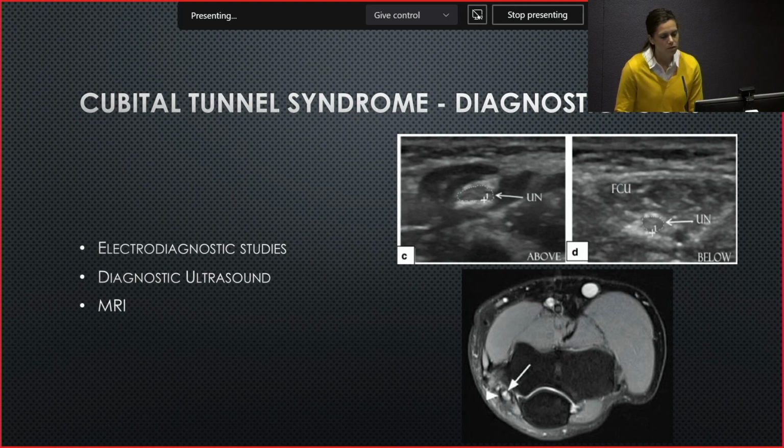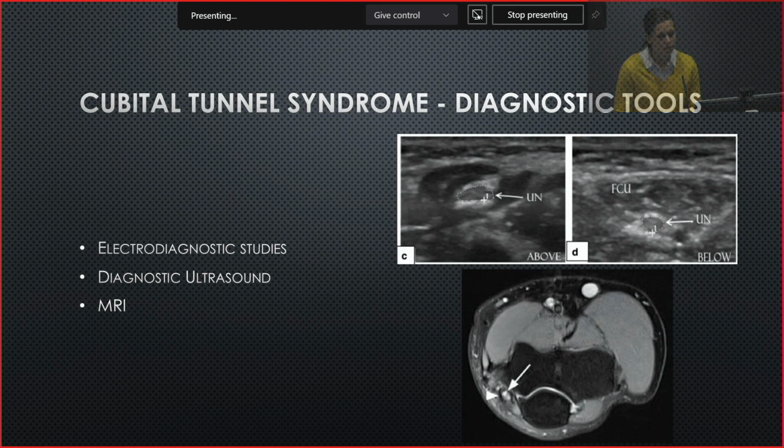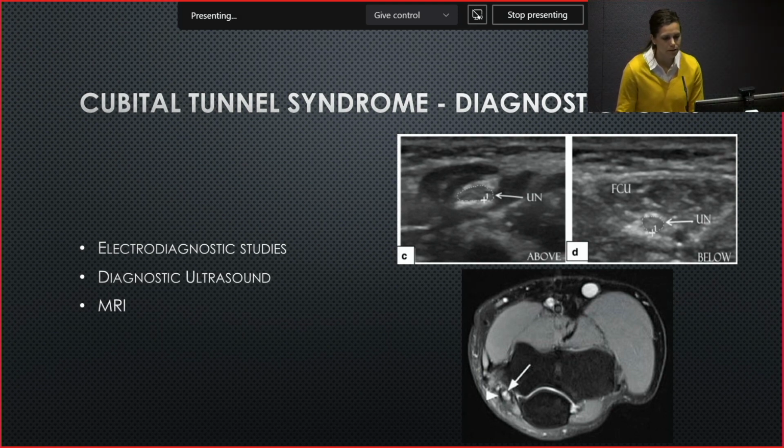So other diagnostic tools include electrodiagnostic studies, which can be useful mostly for confirmation of diagnosis, but it has been shown to lack sensitivity. High-resolution diagnostic ultrasound has also been shown to have similar sensitivity and specificity to electrodiagnostic studies, and what we're looking at in the ultrasound is the cross-sectional area because it will increase as there's more severe neuropathy, specifically when there's axonal loss.